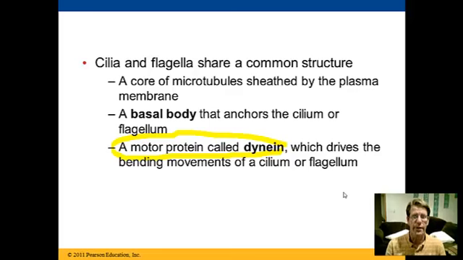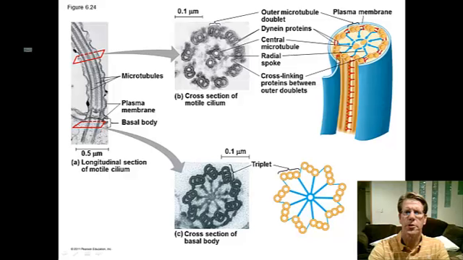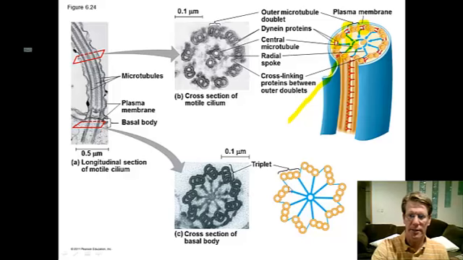It's the trigger that is pulling that cilia down to one side or that flagella to one side. All right, in this picture you can see the dynein proteins. They are located between the pairs of microtubules that we were talking about, 9 pairs, oftentimes arranged around 2 central pairs. And it's this connection here that is pulling those microtubules in one direction or another.